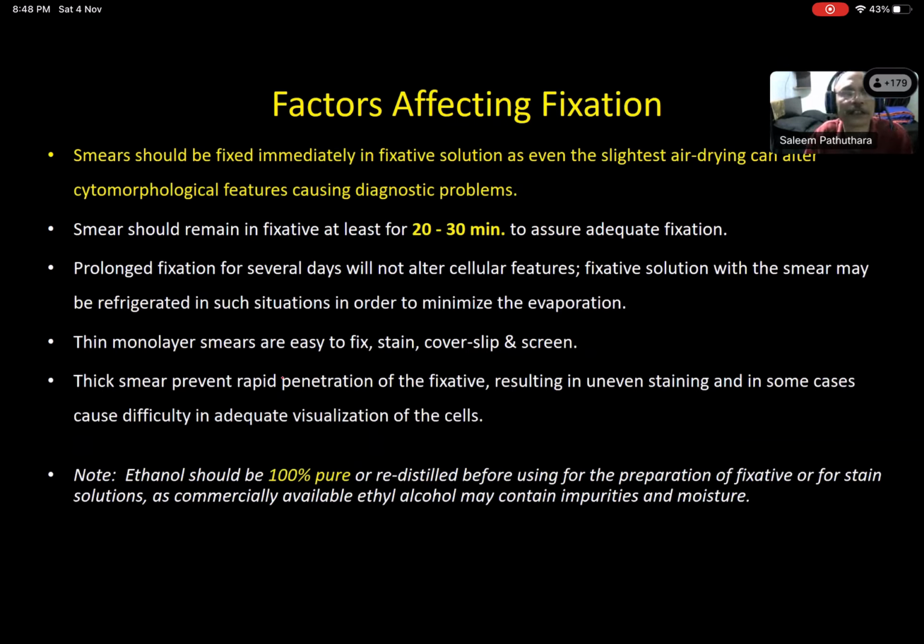Now coming to the factors affecting fixation, the smear should be fixed immediately in fixative solution, as even the slightest air drying can alter the morphological features. This is important for Papanicolaou staining. If you are going for Giemsa staining, the smear has to be air dried, and only then fixed. So for wet fixed smears, it has to be fixed before drying, and for Giemsa staining, it has to be dried, then fixed. The fixation timing can be up to 20 minutes, and we can use distilled ethanol, or redistill the ethanol if it contains any impurities.